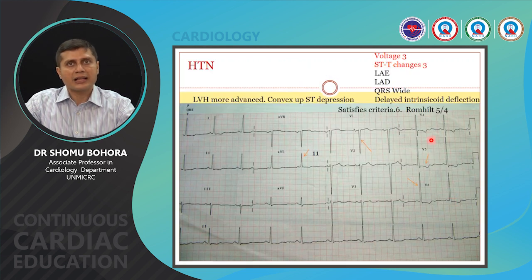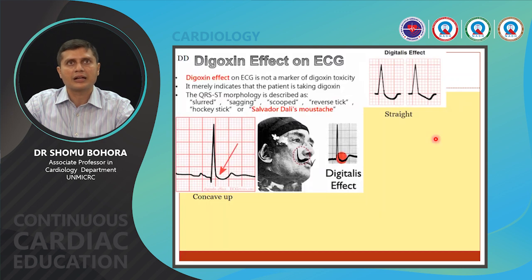As the LVH advances, what you get are these ST-T changes. So here the QRS voltages are higher, as well as there is a T wave inversion with the ST segment going down, asymmetric in nature, which suggests a strain pattern, and this gives you a total scoring of 6, which satisfies both the Sokolov criteria as well as the Romhilt criteria.